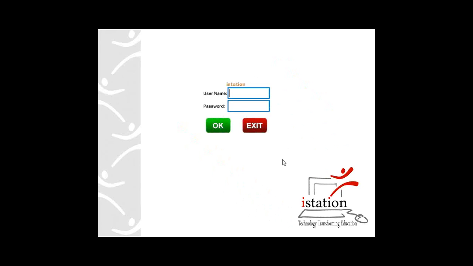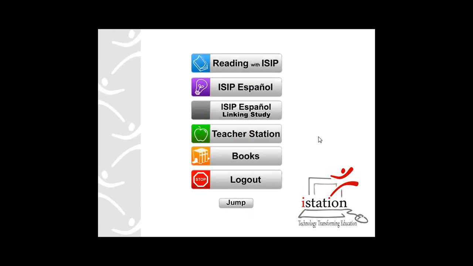So for a student now, we're talking about just the student. The student will be able to use their login and their password to log into the iStation student program. And again, that was done through the icon. They're going to simply click OK. Now, in most cases you're going to see Reading with ISIP or ISIP Español, so depending upon the language of the assessment and program that you're directing your students to, you would direct them to the English version or to our Spanish version.